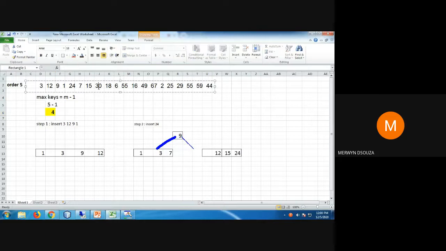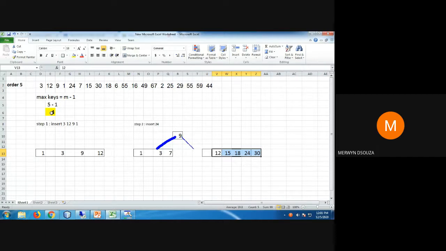Next you take 30. So 30 also will come here. Next you take 18. And when you take 18, what will happen? First you will insert it here only, 18. When you insert 18 here, this now is 5 keys, which is more than 4.